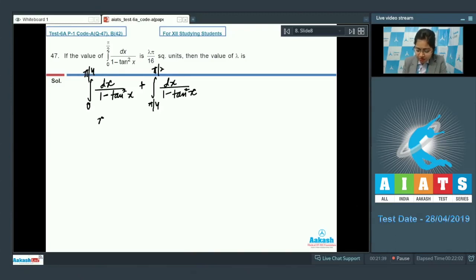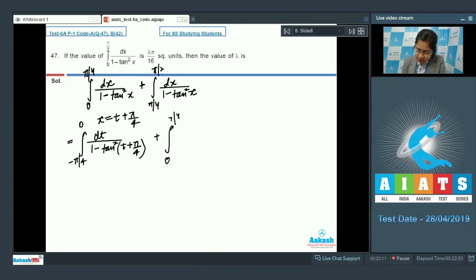Now here let us put x equal to t plus pi by 4. So we will get the integral where, when x is 0, then t is minus pi by 4, and when x is pi by 4, then t is 0, of dt upon 1 minus tan square of t plus pi by 4. Similarly, here we will get the integral from 0 to pi by 4 of dt upon 1 minus tan square of t plus pi by 4.